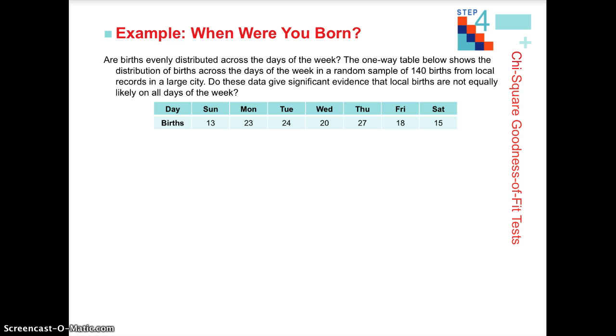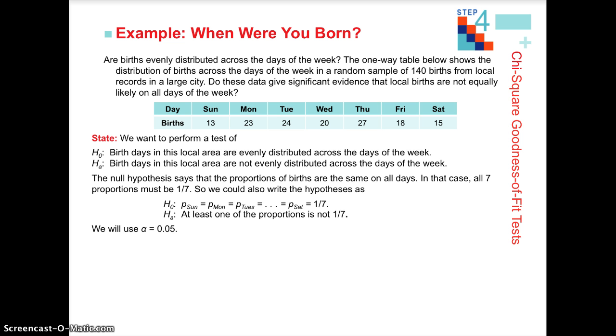Our null hypothesis, remember, is going to be that we are saying it is even across the different days of the week. So our state, we wish to perform a test of, and then we are going to say what our null hypothesis is, that it's even across the 7 days of the week. The alternative hypothesis says that at least one of the proportions is not even, at least one of them is wrong, or it's not evenly distributed across the different days of the week.